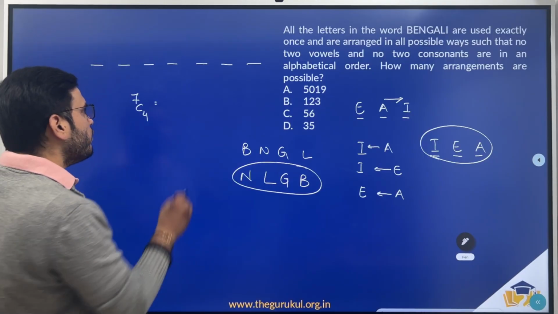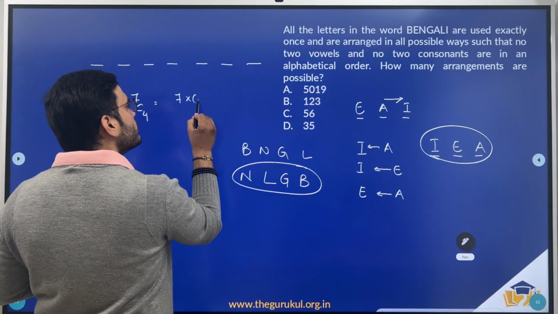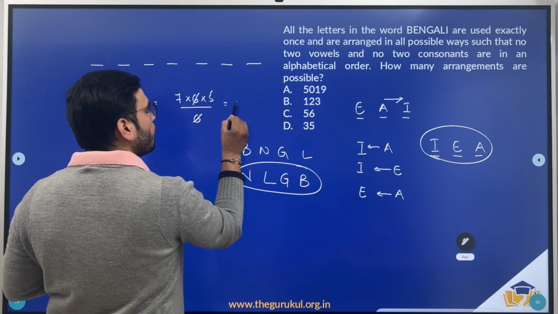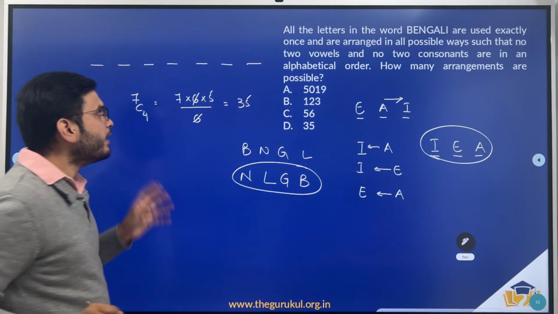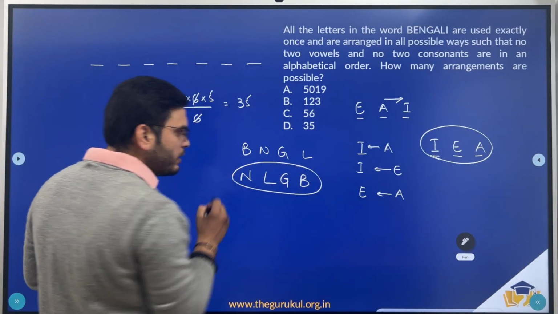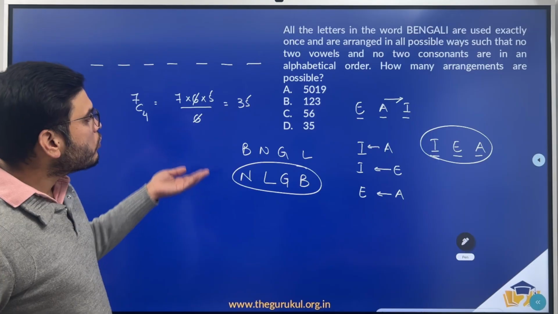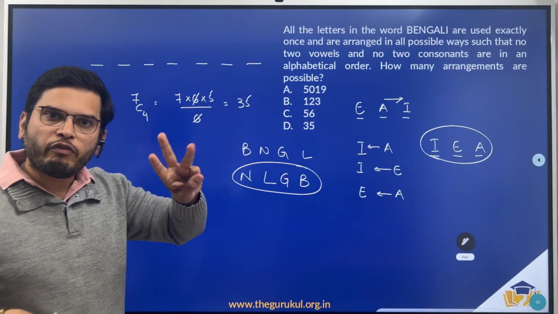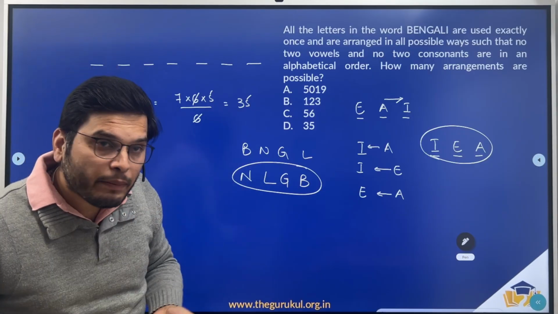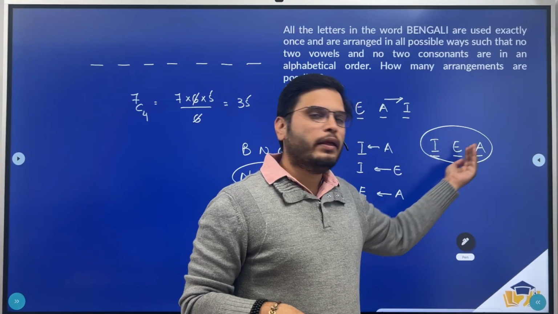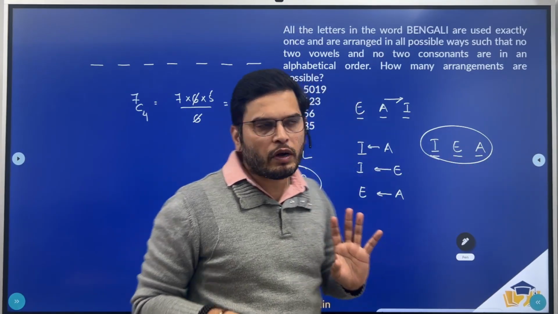That could be done in 7C4 ways, right? So what is the value of 7C4? 7 into 6 into 5 by 3 factorial, which is 6. So you have 35 ways of selecting four places out of these seven, right? In those four places, we will be arranging them. After placing these four consonants, we will be left with three places, and those three places should be filled with these vowels in this order only. So I, E, and A. So there will be only one possibility, right?